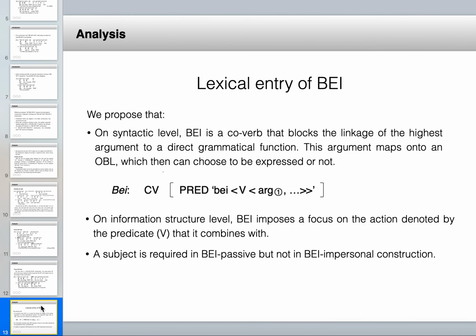So we propose that on the syntactic level, BEI is a coverb that blocks the linkage of the highest argument to a direct grammatical function. This argument maps onto an oblique, which can then choose to be expressed or not. On the information structure level, BEI imposes a focus on the action denoted by the predicate, or V, that it combines with. And third, a subject is required in BEI passive but not in BEI impersonal construction.